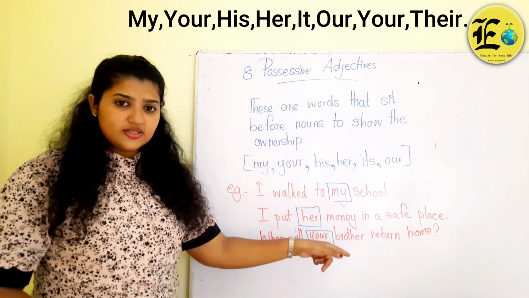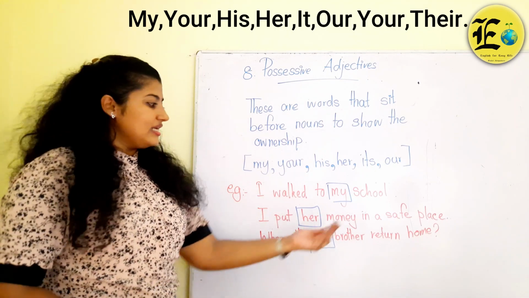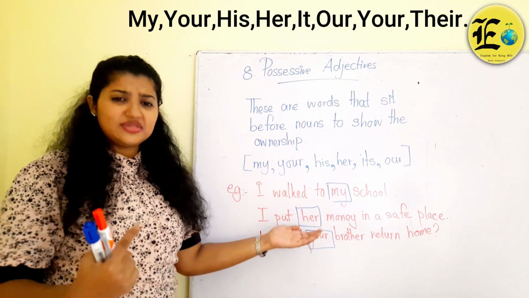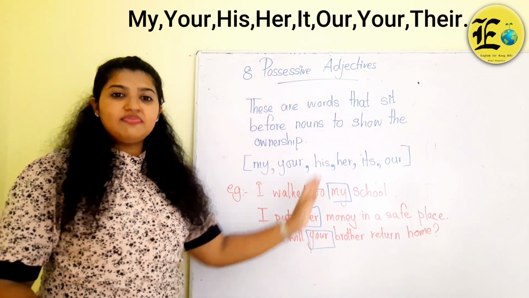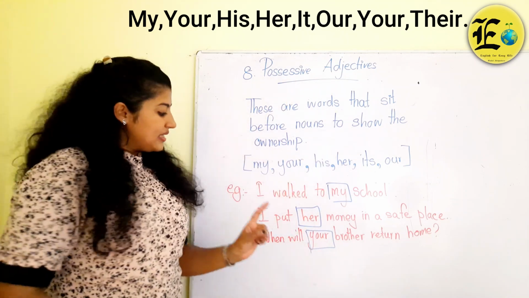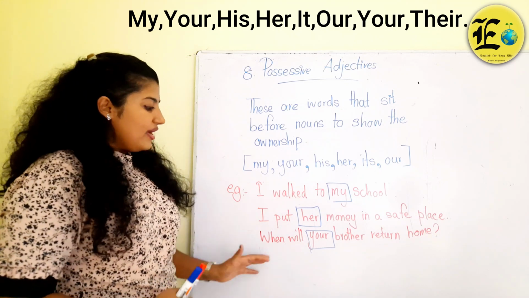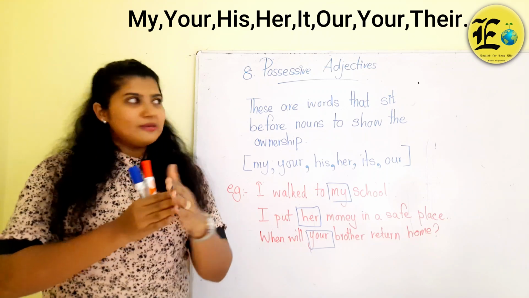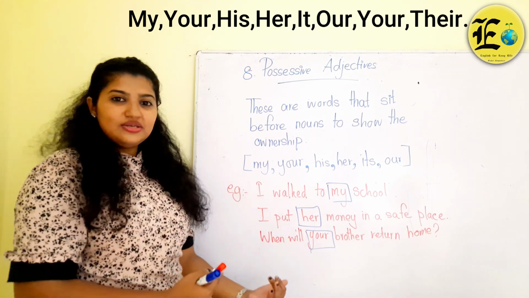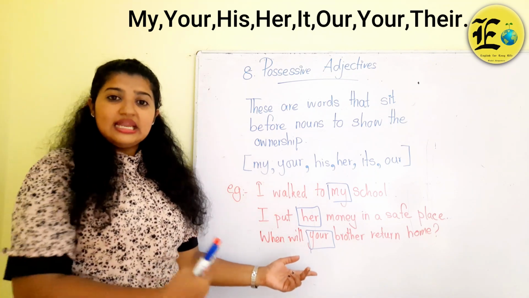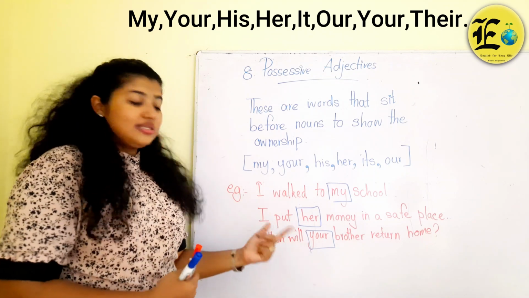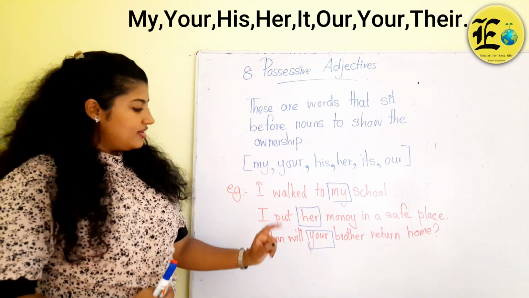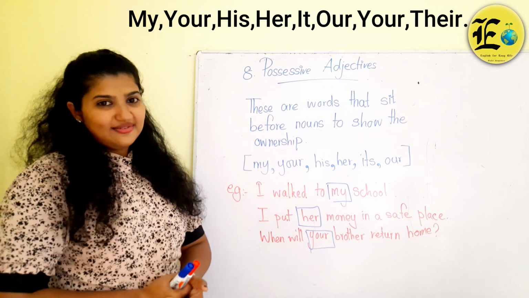I put her money. Whose money was it? It was her money. So in front of the word money you have stated the possessive pronoun. Then it becomes a possessive adjective because you have a noun next to it. The last one is, when will your brother return home? This book is yours. These are possessive pronouns, and these pronouns are used as possessive adjectives when stated next to a noun or in front of a noun. Because it describes a noun, therefore it is called a possessive adjective. So here in the final example, your is a possessive adjective.